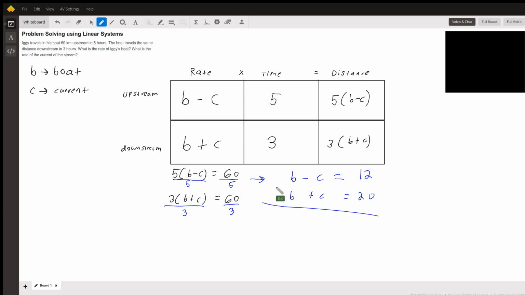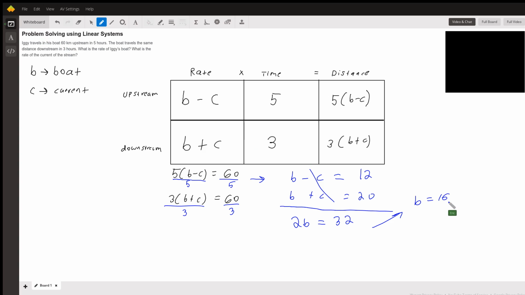Solving from here, our variables cancel out nicely, so we can solve it by addition. 2b equals 12 plus 20, or 32. So that means b equals 16. Now we know the boat speed is 16 kilometers per hour.